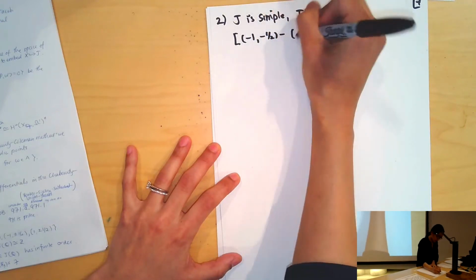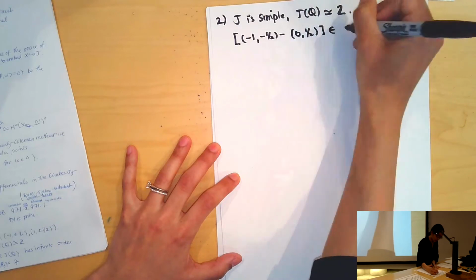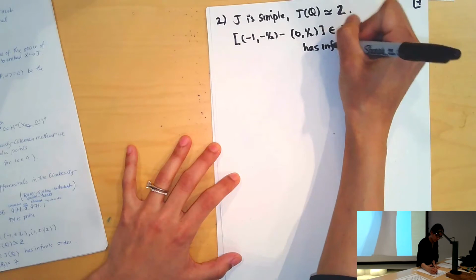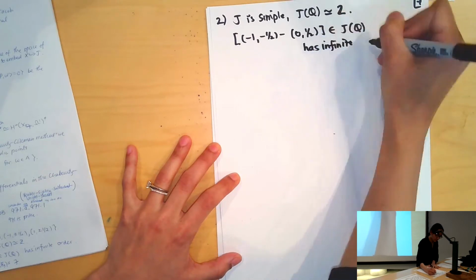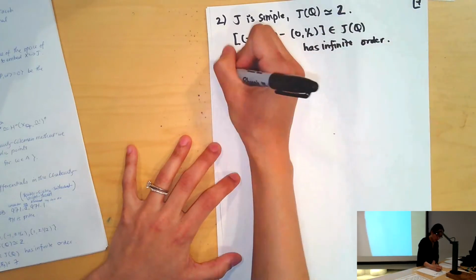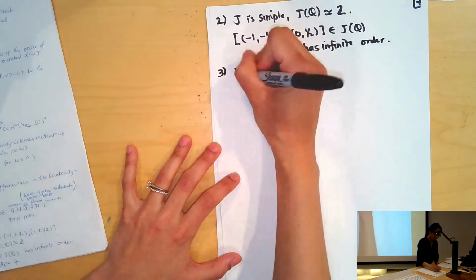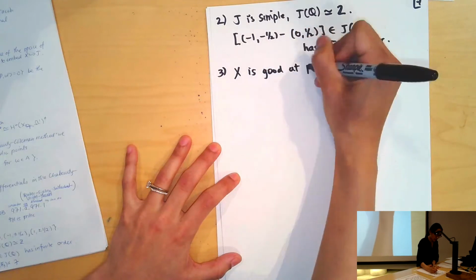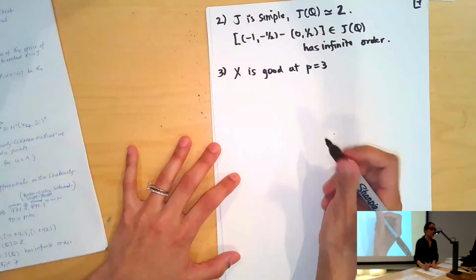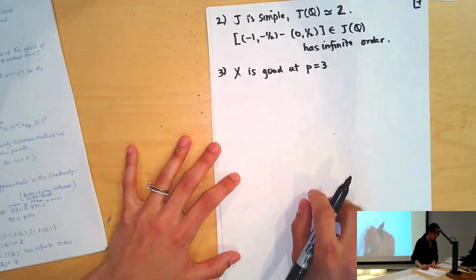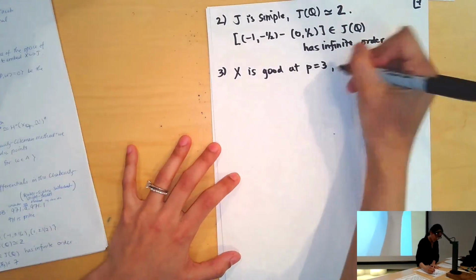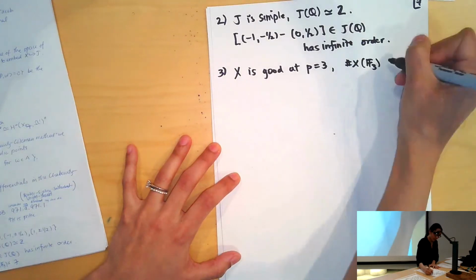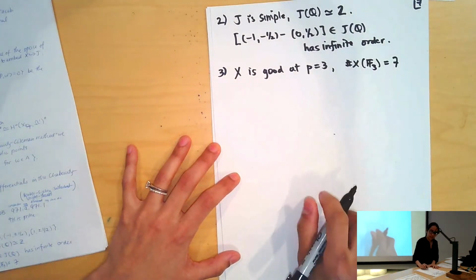Taking this point in the Jacobian, this has infinite order. Something else: this curve is good at 3, and 3 is a small prime, so we have some hope of running the Chabauty-Coleman method on this curve. So let's compute X(F_3) here, and we can see that it's 7.